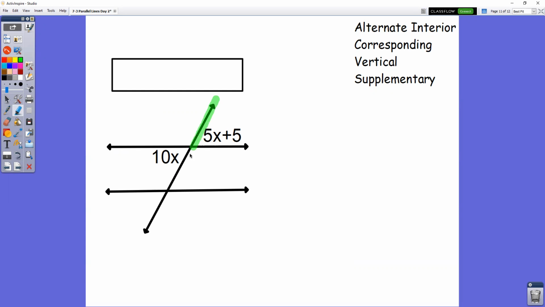These are vertical angles. Vertical angles form an X. The top and bottom of the X are the same. The left and the right of the X are the same. These two angles are equal to each other. They're also both acute angles. That's how you can tell that they are also equal to each other.